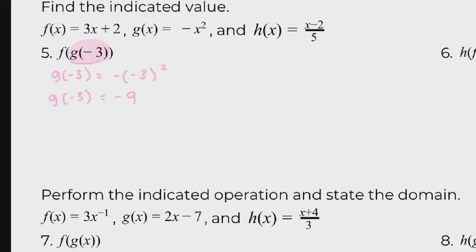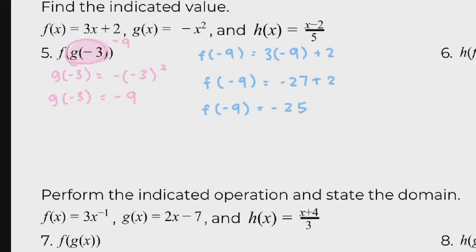So now I'm going to replace all of this with -9. So really what we're looking for now is f of -9. I'm going to plug -9 into the f equation. So that'll be 3 times -9 plus 2. So we get f of -9 equals -27 plus 2. So f of -9 equals -25. So that means f of g of -3 equals -25.